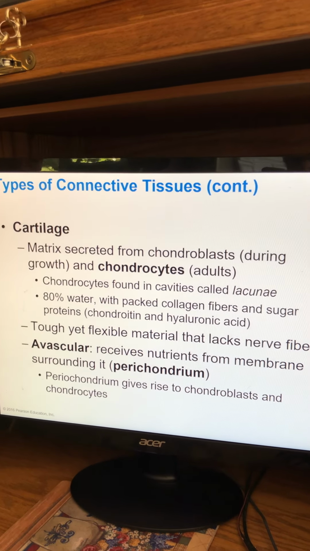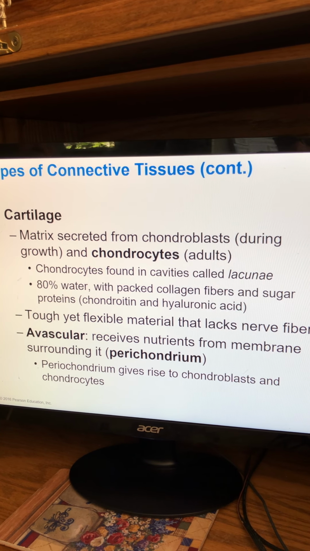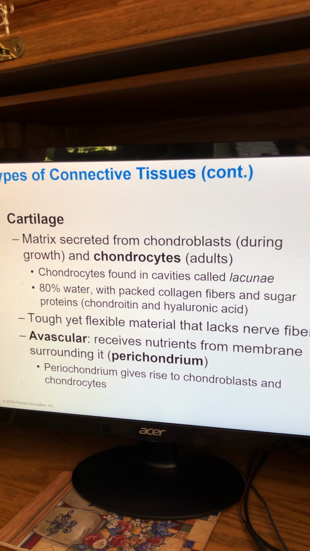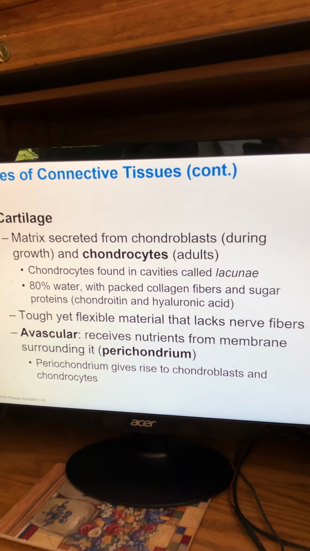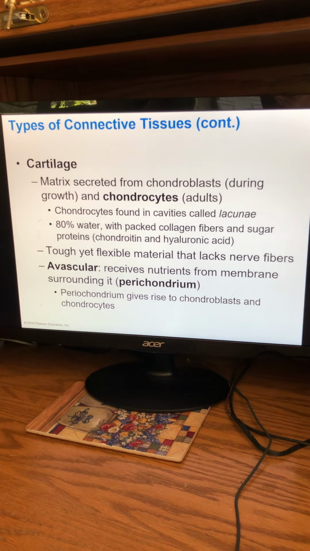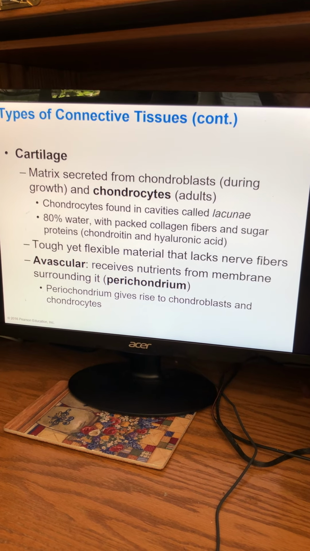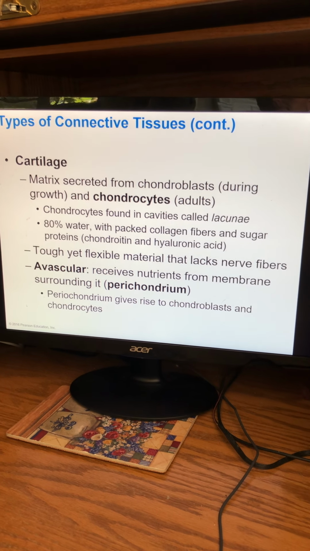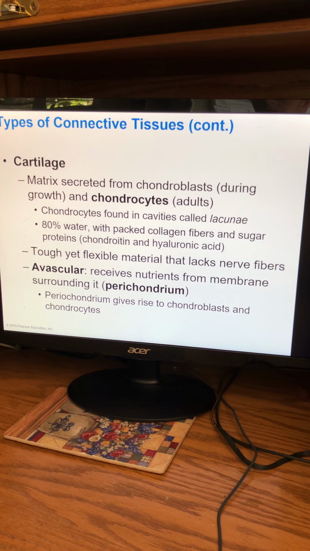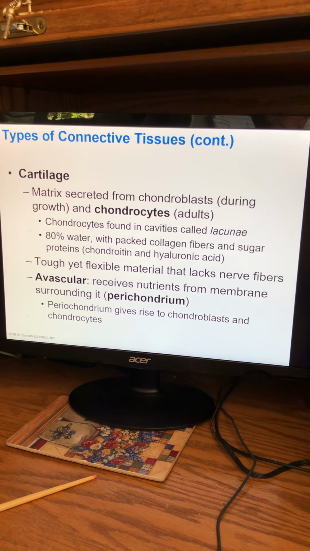Cartilage is the next type. Cartilage is interesting because the matrix is secreted from the chondroblast. Remember, that is cartilage cells, and they'll become chondrocytes once you are an adult. Mostly they're found in little cavities which are called lacuna. So cartilage itself is 80% water, packed with collagen fibers and sugar proteins such as chondroitin sulfate and hyaluronic acid. And the good thing about cartilage is it's tough and yet a flexible material that lacks nerve supplies.